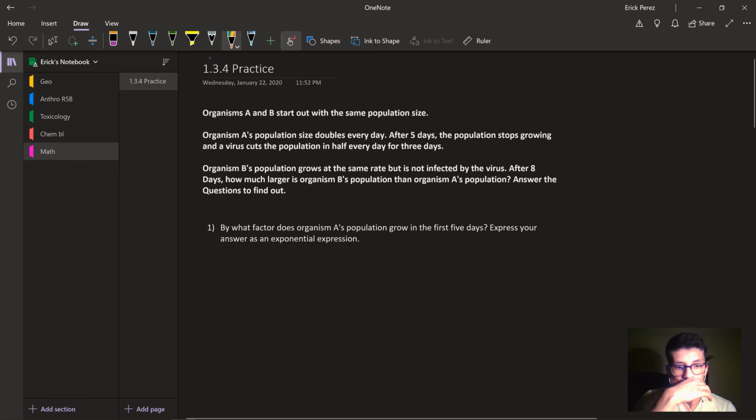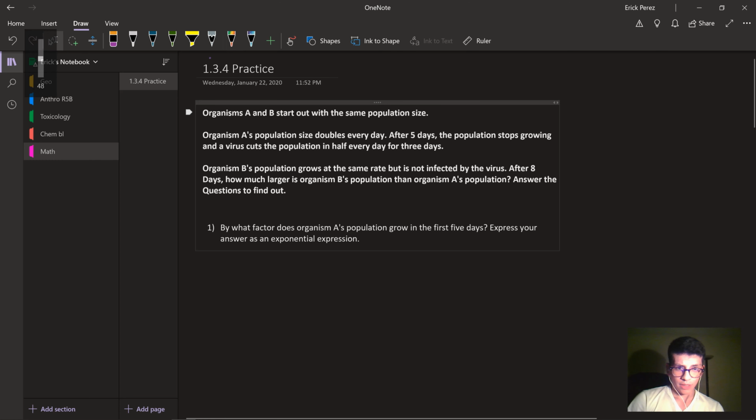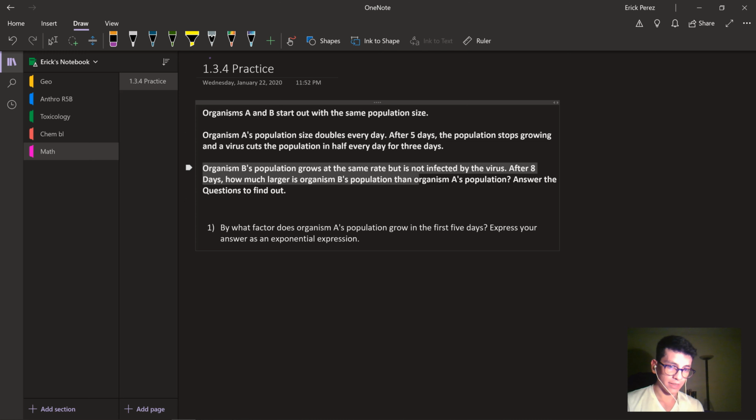Okay, so we're gonna start off by reading out the problem. It says organisms A and B start out with the same population size. Organism A's population size doubles every day. After 5 days, the population stops growing, and a virus cuts the population in half every day for 3 days. Organism B's population grows at the same rate, but is not infected by the virus. So after 8 days, how much larger is organism B's population than organism A's?